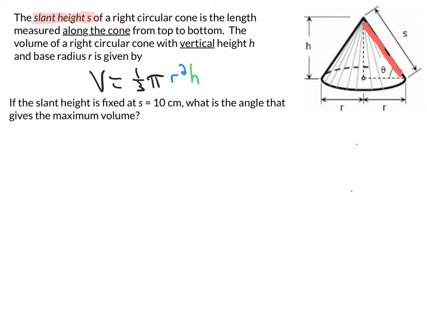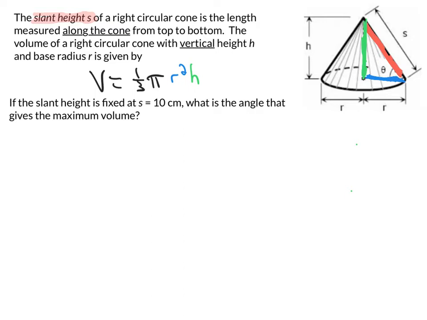The volume of a right circular cone with a vertical height, which is this, of H, and a base radius, which is this, of R, is given by V equals 1/3 pi R squared H. If the slant height is fixed at S equals 10 centimeters, what is the angle that maximizes the volume?